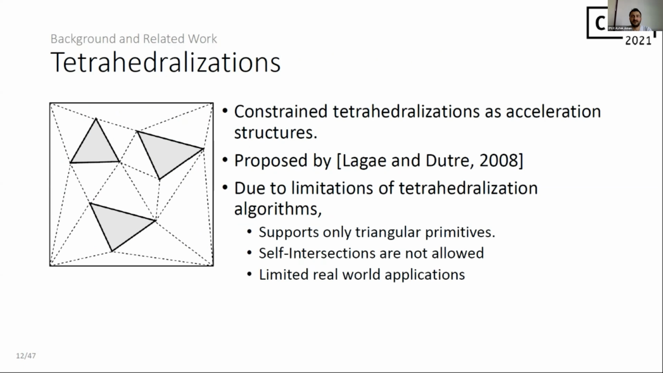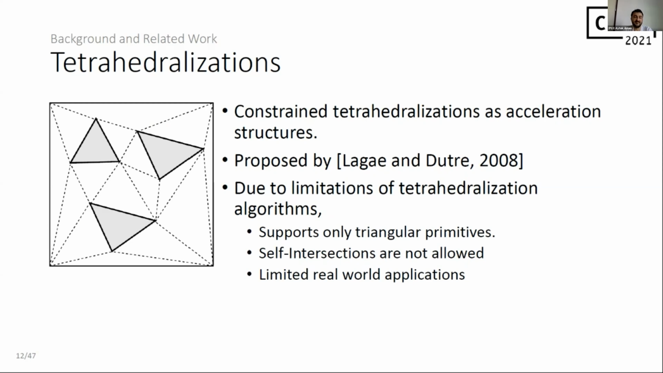As an alternative, we have tetrahedralizations when doing ray tracing, and we can actually use the constraint tetrahedralizations as an acceleration structure. This interesting method was first proposed by Lagae and Dutré. However, due to the limitations of tetrahedralization algorithms, right now it only supports triangular primitives, and self-intersections are very hard to handle, so we are not allowing them, and therefore the real-world applications are quite limited.